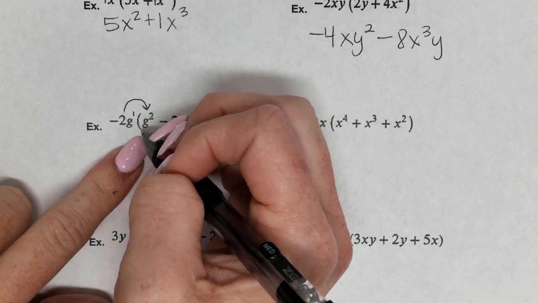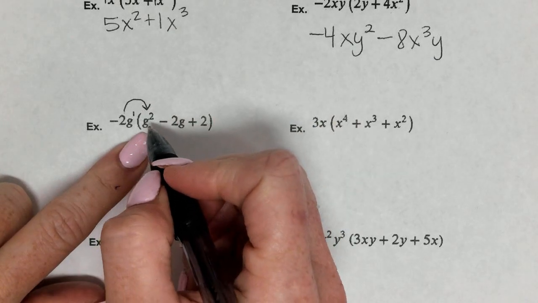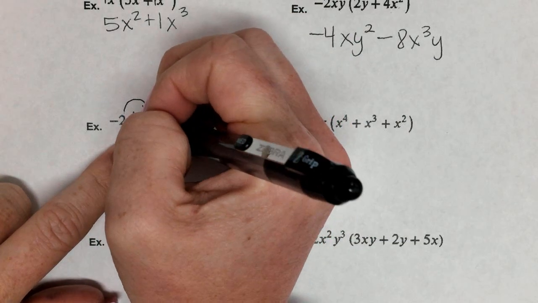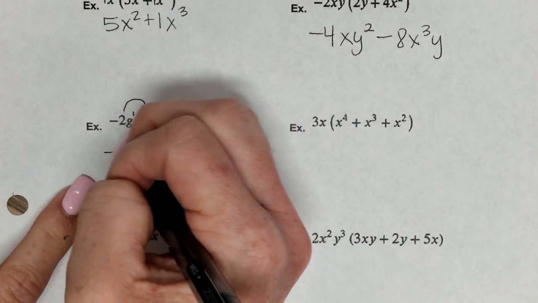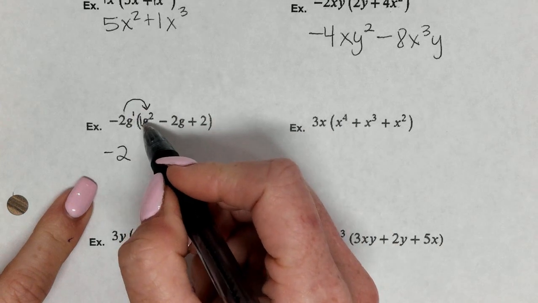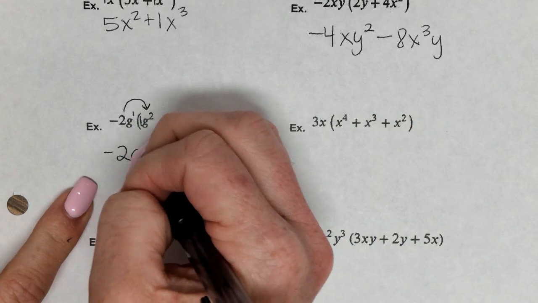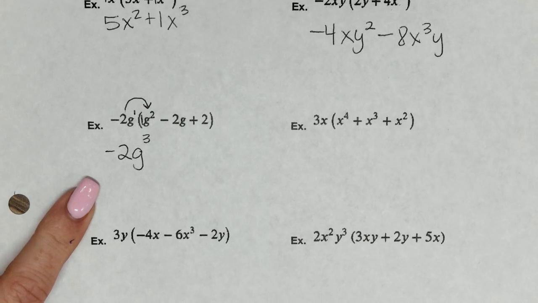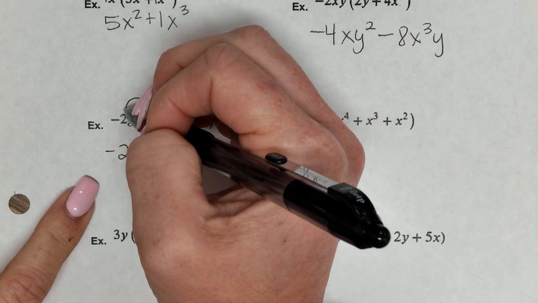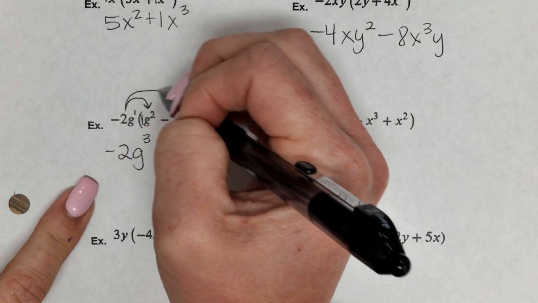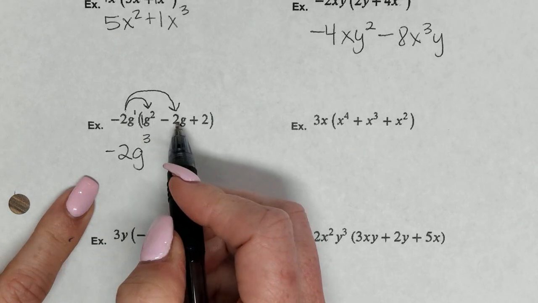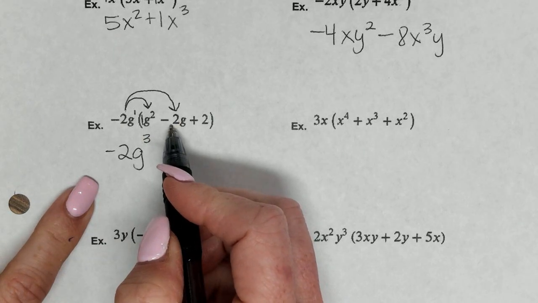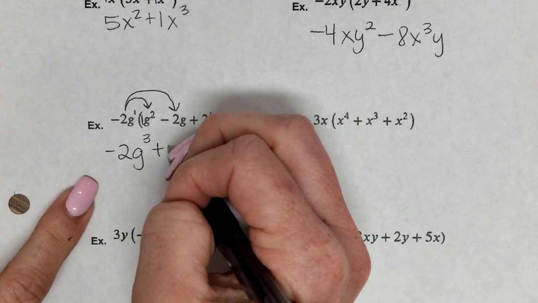What coefficient does this have? A 1. So I'm going to do negative 2 times 1, which is negative 2. And g to the first power times g squared is g to the third. I got to add the exponents, yes? All right, now I'm going to do this monomial times the second term. What is negative 2 times negative 2? 4. Positive, so you write plus 4.